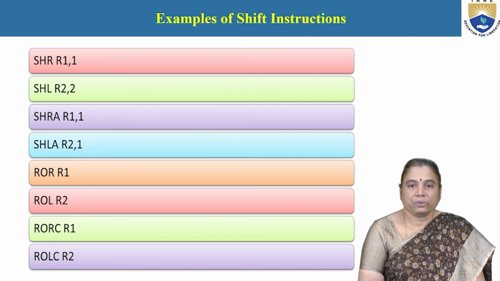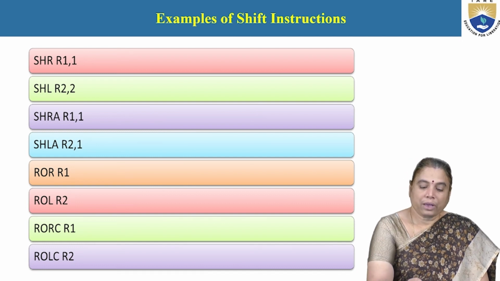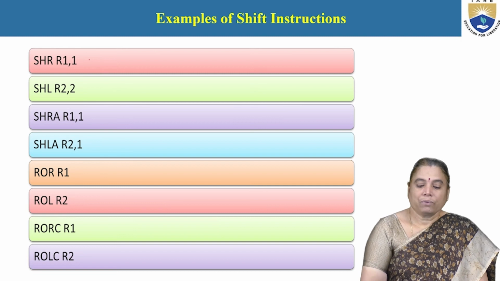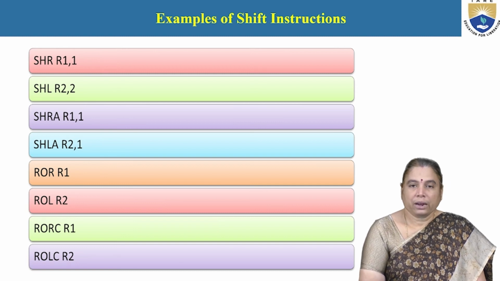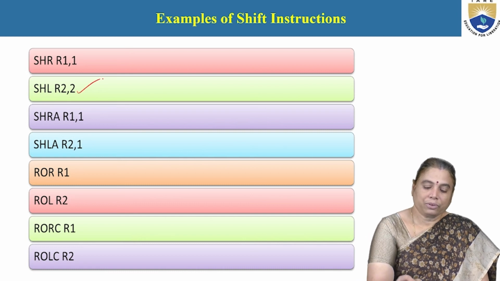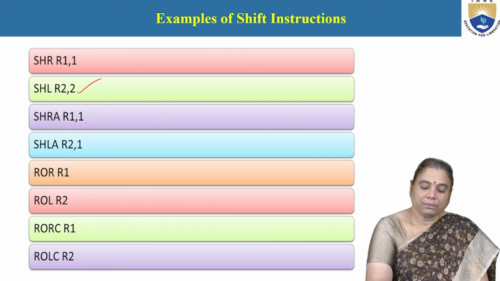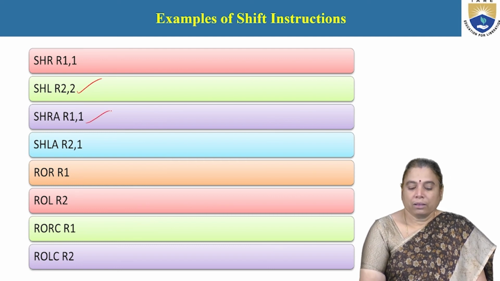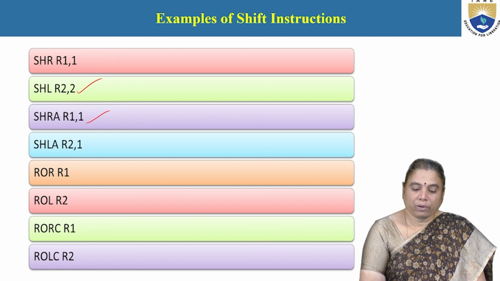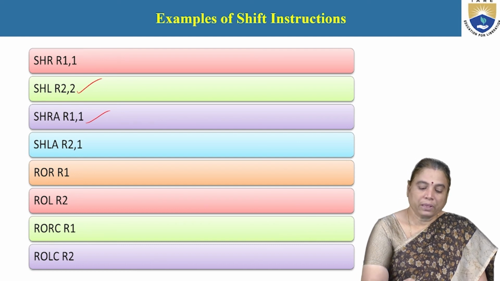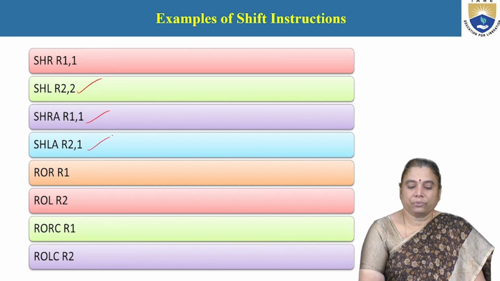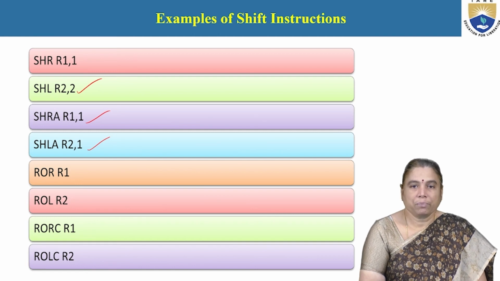How can these shift instructions be used in assembly language? SHR R1, 1: one bit is right shifted on the register value R1. SHL means left shift by 2 bits of register R2. SHRA means arithmetic right shift, where a 1 bit operation is performed on the register R1. SHLA means arithmetic left shift, where a 1 bit operation is performed on the register R2.